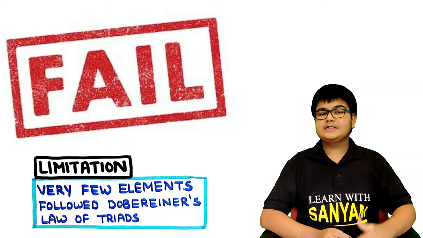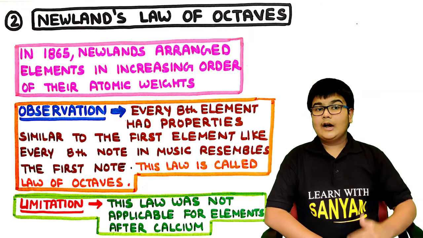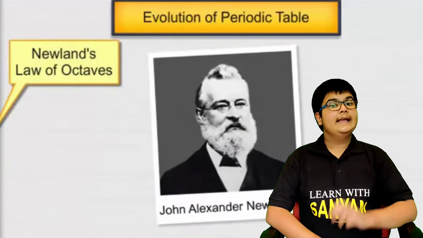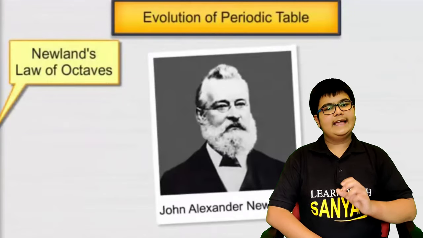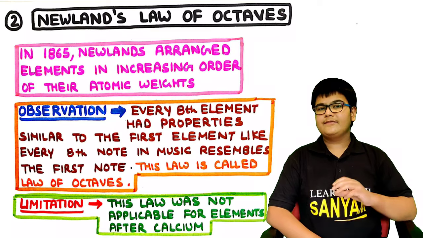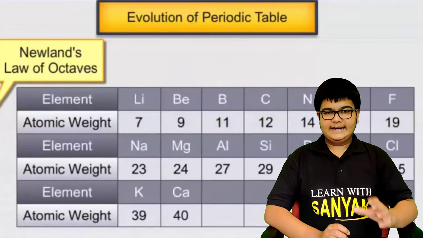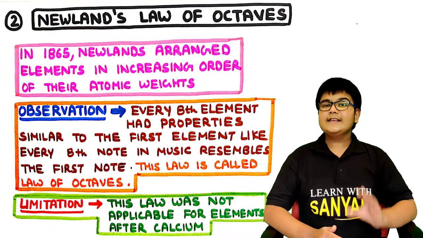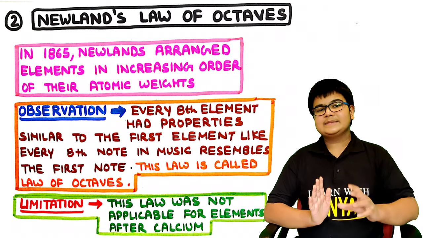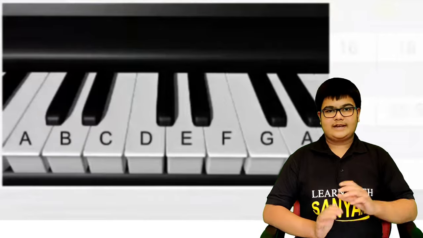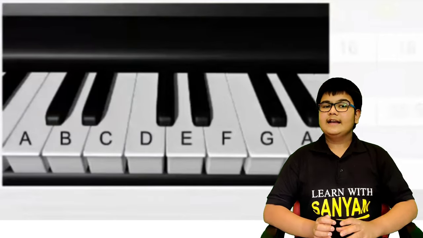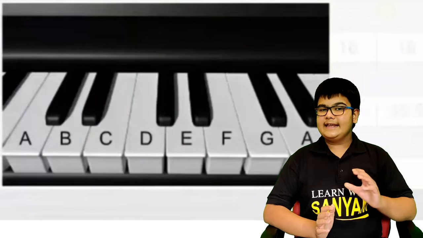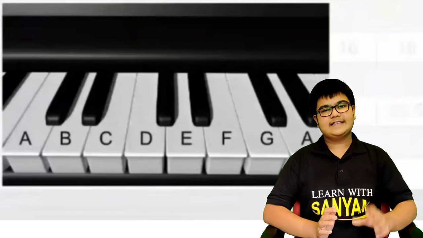Now let's see what the next law was. The second major attempt to classify the elements was done by Newlands. In 1865, Newlands arranged the elements in increasing order of their atomic weights. And when he did so, he observed that every 8th element had properties similar to the first element. He compared this property to music. He said that just like every 8th note in music resembles the first note, similarly, every 8th element had properties similar to the first element.